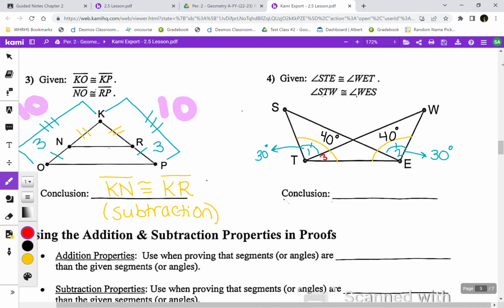So you're right with WTE. Are you looking at this angle right here that I just called for? That would be angle SET. Excellent. So conclusion, angle 3 is congruent to angle 4. And your reason would be subtraction. You would do 40 minus 30. 40 minus 30 is 10. They'd both be 10.